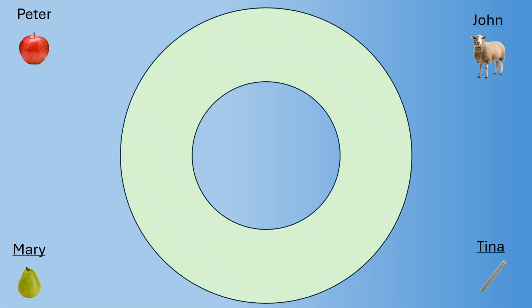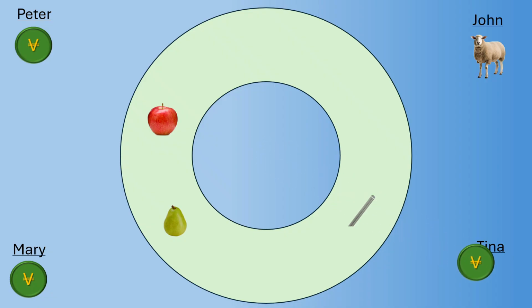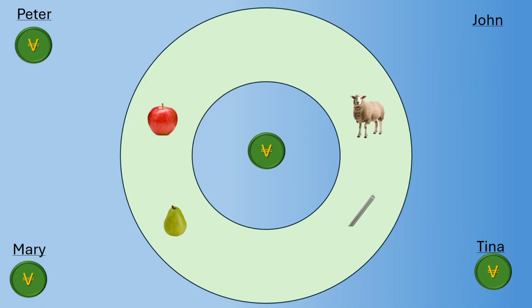Let's demonstrate how the system of value works. The system is represented by this donut shape. In this scenario, we have four primary producers. Peter has apples, which have value, and he will give them to the system. In turn, the system will issue new currency, V, to Peter. Similarly, Mary has pears, and she donates them to the system, and the system disperses a new currency to Mary. The same goes for Tina with her metal bar, and for John with his sheep for meat. Now we have completed the disbursement of value.